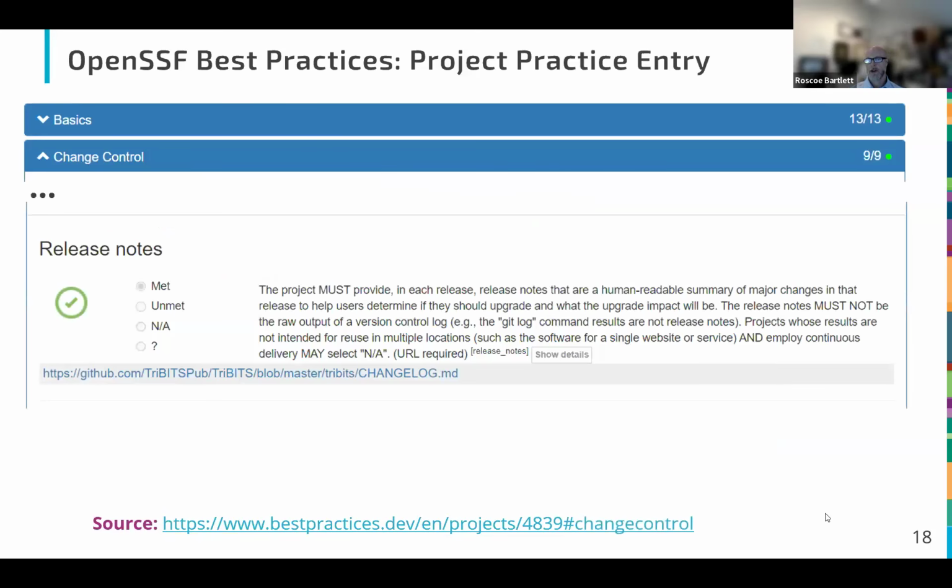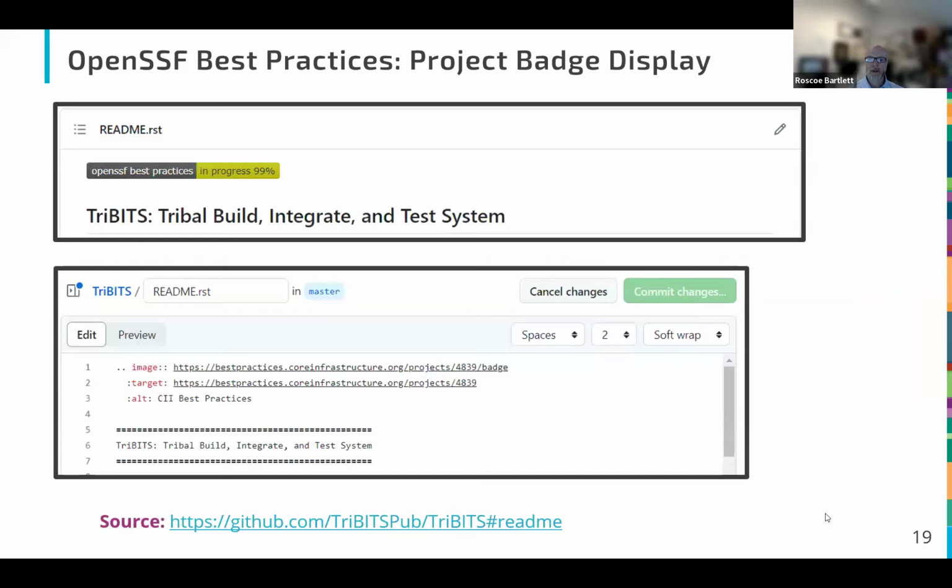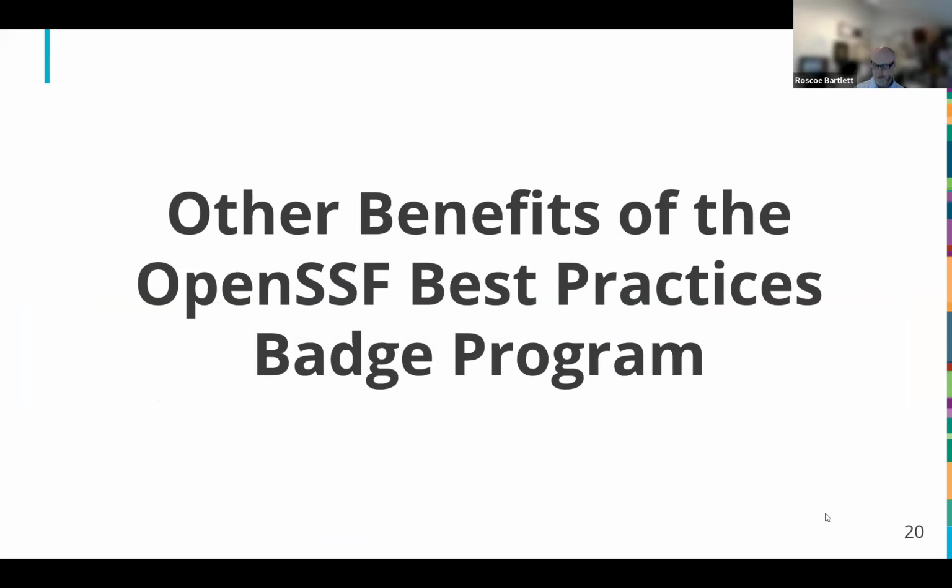So for example, inside your project entry, you'll specify whether the practice is met or not met, like release notes, and you put in a URL. In fact, it'll go and search automatically and see that those URLs exist and tell you if they don't. You can post the badge on your project posting page, like on GitHub or GitLab or wherever. Works with markdown files and restructured text and other things too. So it creates a nice little badge that you can advertise that you're participating in the program and sort of where you are in your effort to achieve the badge. Okay, let's talk about some other benefits of the badge program.